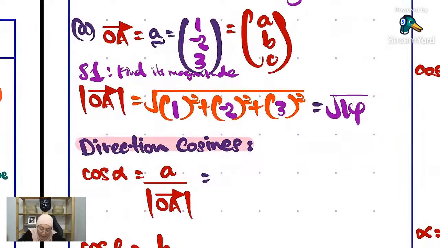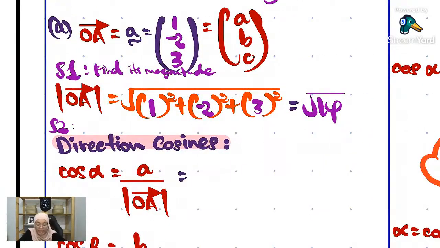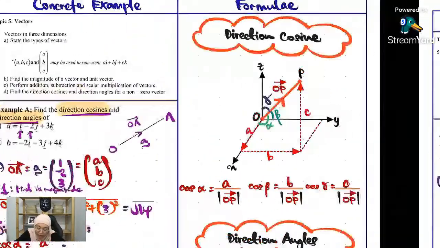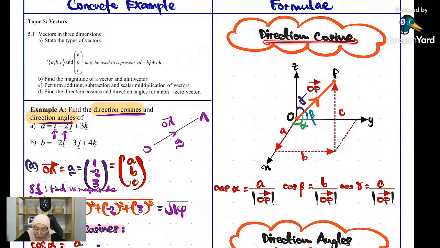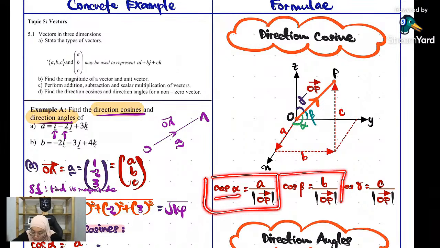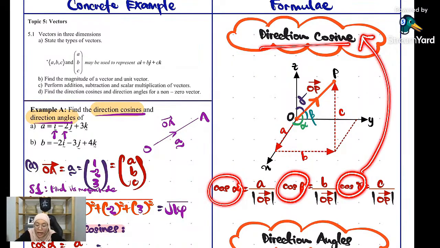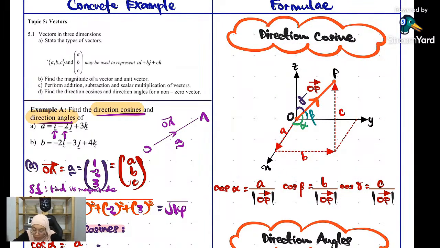Okay, so now step yang kedua adalah kita nak cari direction cosine. So direction cosine mempunyai formula. So these are the direction of cosine. If you look at my notes, direction cosine is just cos alpha, cos beta, and cos gamma. So cos alpha, cos beta, cos gamma is just the direction cosine that they want from you guys.